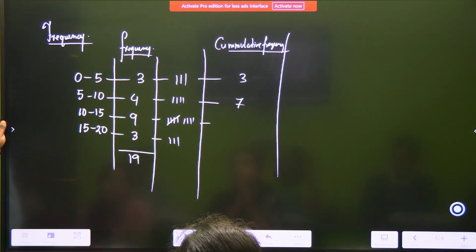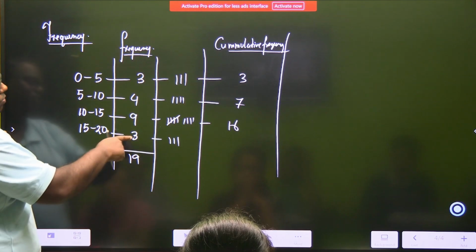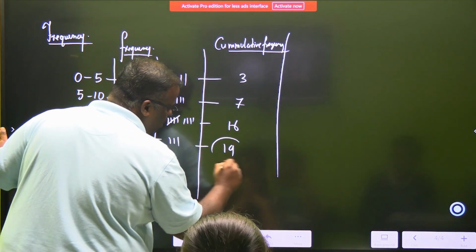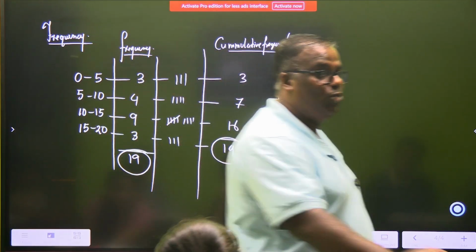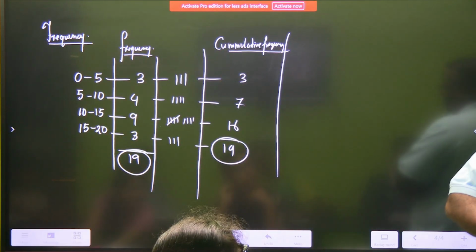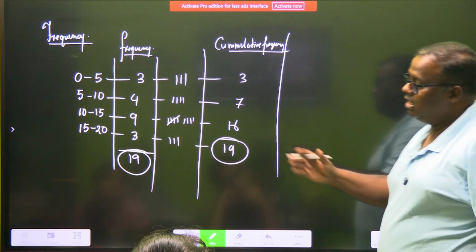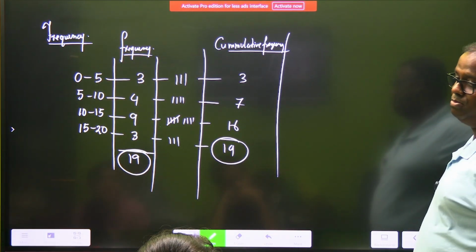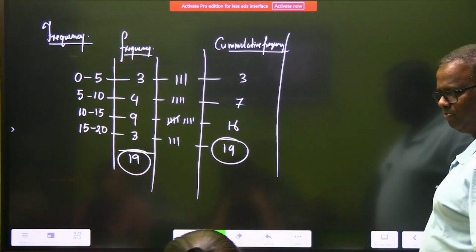9 + 7 16. 16 and then we have got 3 and 16 makes it 19. In cumulative frequency the last will always tally with the total. होना ही पड़ेगा। अगर नहीं हो रहा है तो आपने कोई गड़बड़ी किया है। समझ में आया? This is very helpful when we do median. आप 10 में जाओगे तो आपको समझ में आएगा क्यों आप cumulative frequency करते हो। अच्छा, इतना समझ में आया?